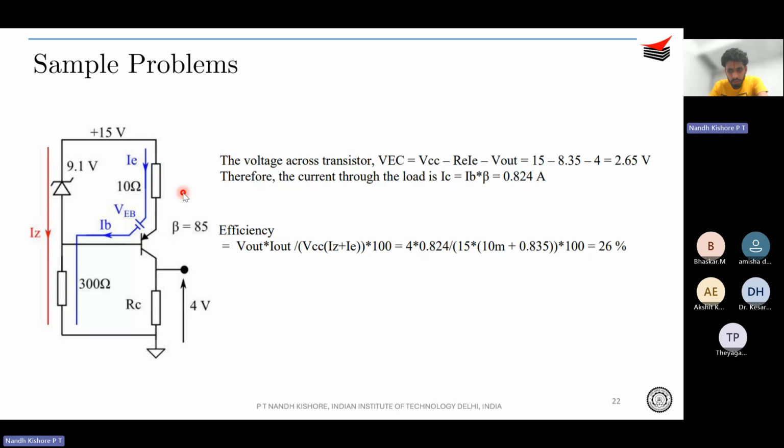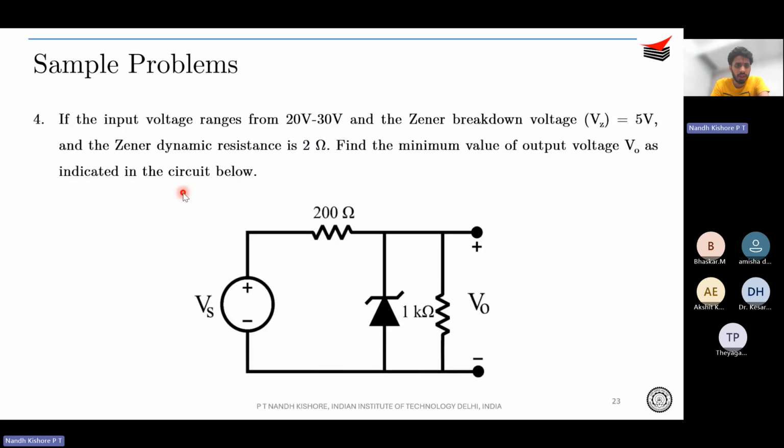Okay, so we can go on to the next question. If the input voltage ranges from 20 volt to 30 volt and the Zener breakdown voltage is 5 volt, Zener dynamic resistance, that is Rz, is 2 ohms. Find the minimum value of output voltage V naught as indicated in the circuit below.